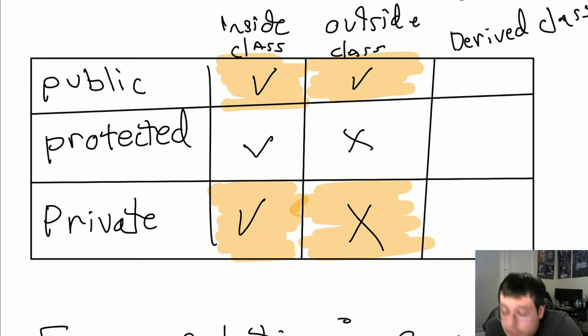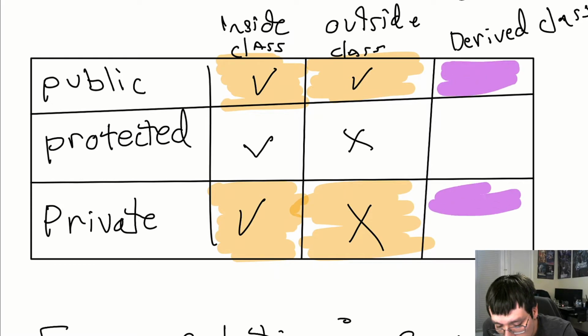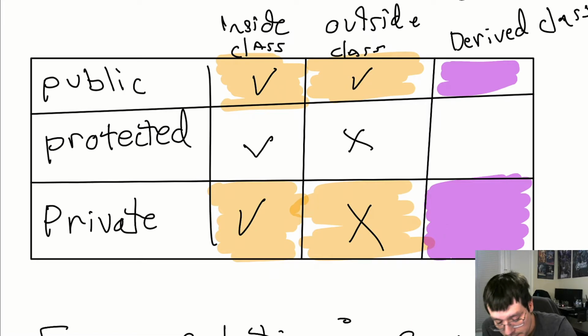Let's go ahead and fill this chart out for the other two spots that we hadn't gotten to yet. That is going to be, let me pick a new color, derived for public and private. So we know for public, it's like YOLO. You can access it anywhere you want. For private, we saw it doesn't work for derived classes. You can't access it. You have to do it through a messenger function, essentially. It's the same as if you're outside of the class, basically.